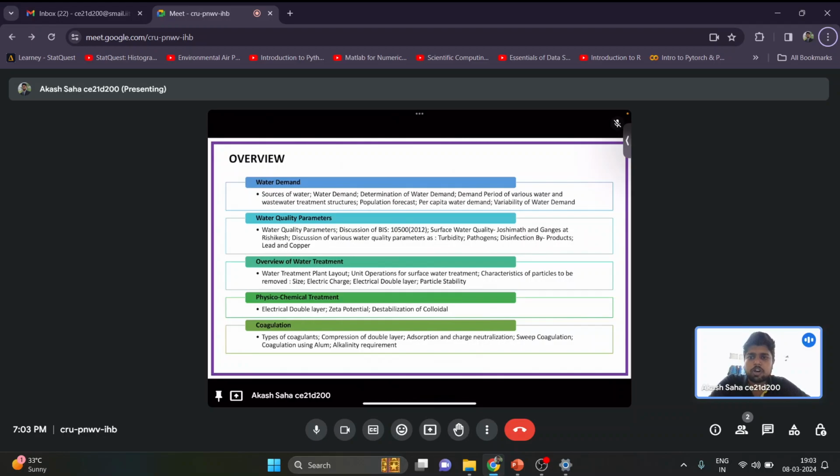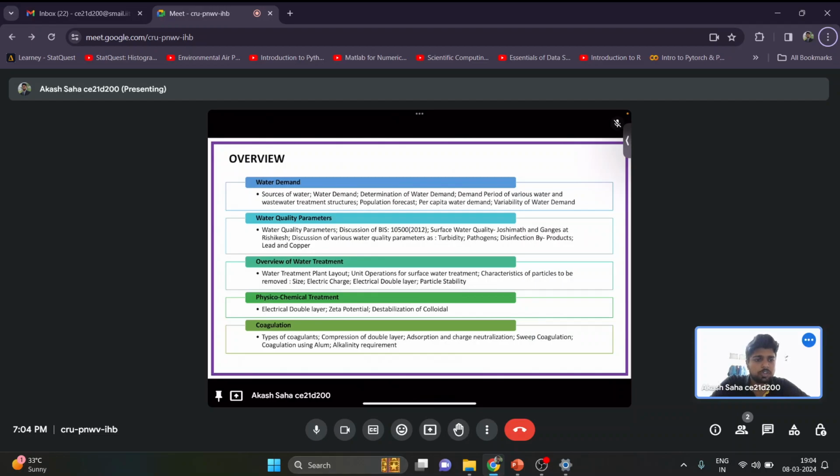And then we moved on to the water quality parameters, where we discussed BIS 10500, which is the standard code, and many surface water quality parameters like turbidity, pathogens, disinfection byproducts, lead, copper, etc. And we also saw the case studies of Joshimath and the Ganges at a prestigious place.